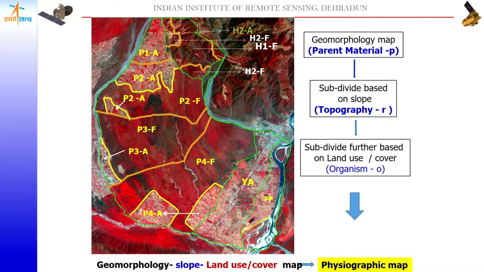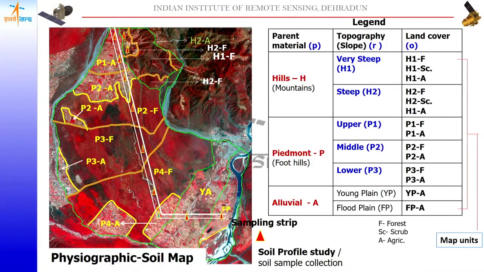So in soil mapping, we need to emphasize that first you prepare the geomorphology map, then divide based on the slope, then divide based on the land use land cover, and then you will get the physiographic map. So systematic interpretation of remote sensing data will let you prepare a physiographic map or soil landscape map where you can study the soils. Now like that you will be able to prepare the legend.